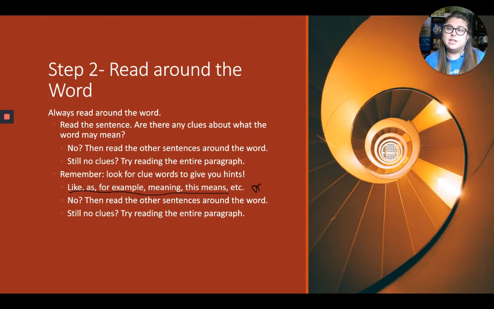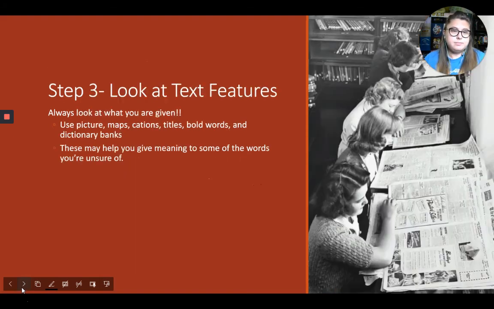So step number 1 is using our prior knowledge. Step number 2 is reading around the word. And that brings us to step number 3, which is looking at text features. Text features are the extra things that you're given. These are things like pictures, headlines, graphics, maps, charts, captions, titles, anything in bold. If you're given a dictionary, use it. Anything that the author gives you that is extra is a good place to hunt for word meaning.